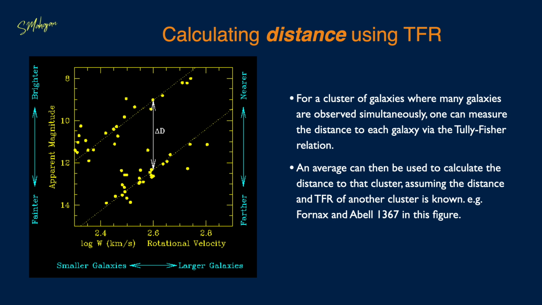The one at the bottom is Abell 1367, which is at a distance of around 94 megaparsec, much farther away than the Fornax cluster shown at the top, which is located at a distance of around 13.5 megaparsec from us. Knowing the distance to any one of these clusters will lead to the estimation of distance to the other by measuring the relative difference delta d between the Tully-Fisher relation of the two clusters.